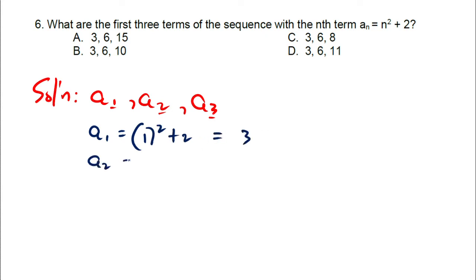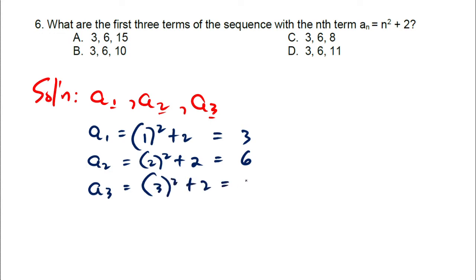How about a sub 2? We get 2 squared plus 2, which gives us 2 squared is 4, plus 2, that is 6. And a sub 3 is equal to 3 squared plus 2, which gives us 11. Alright, so the answer for this is letter B.